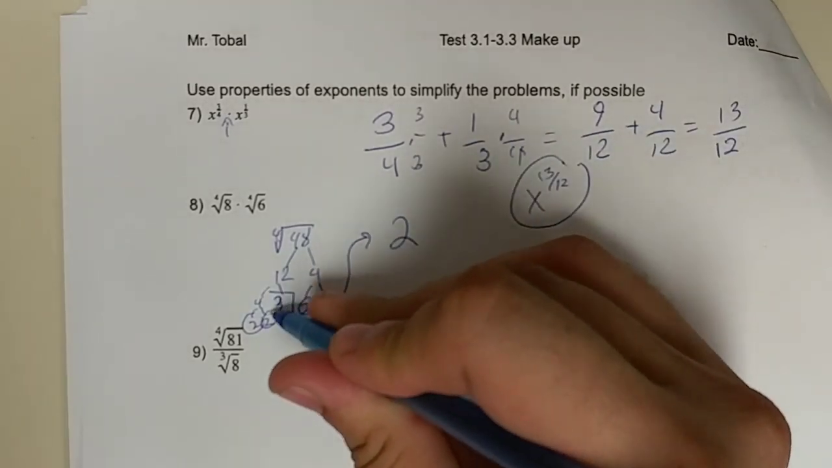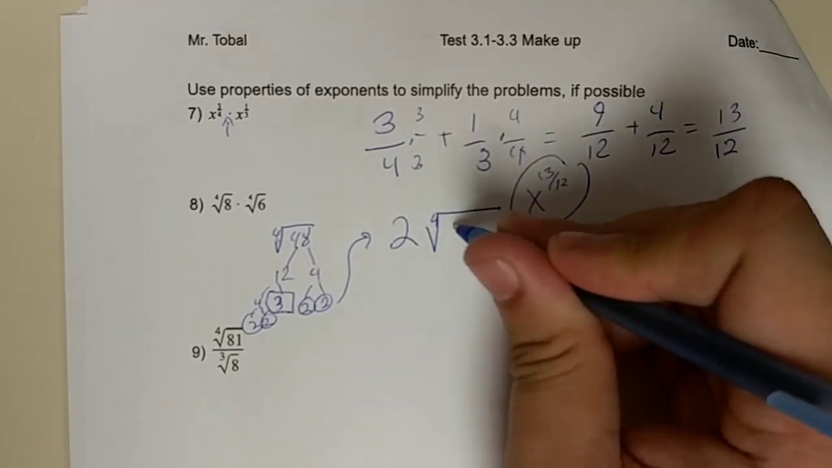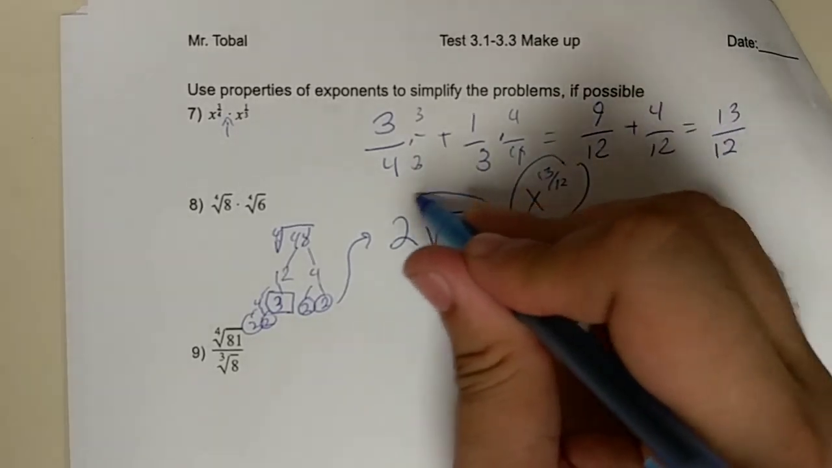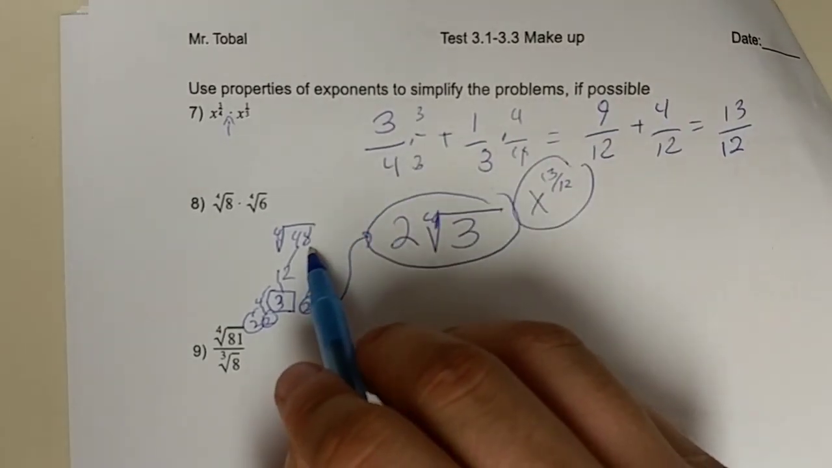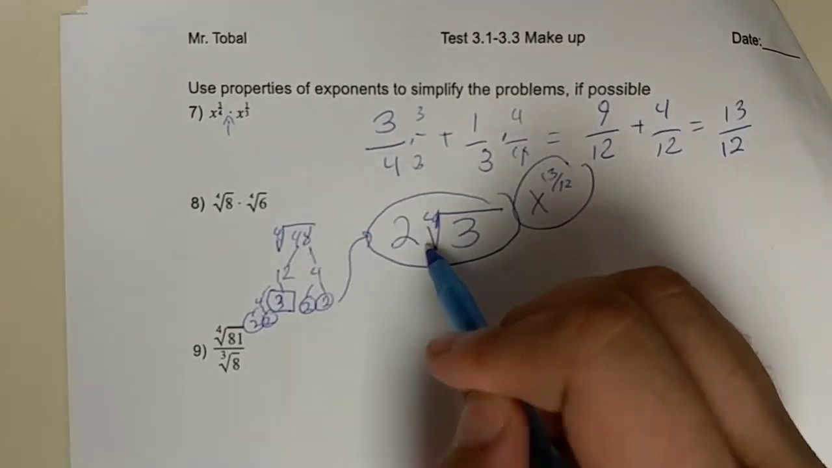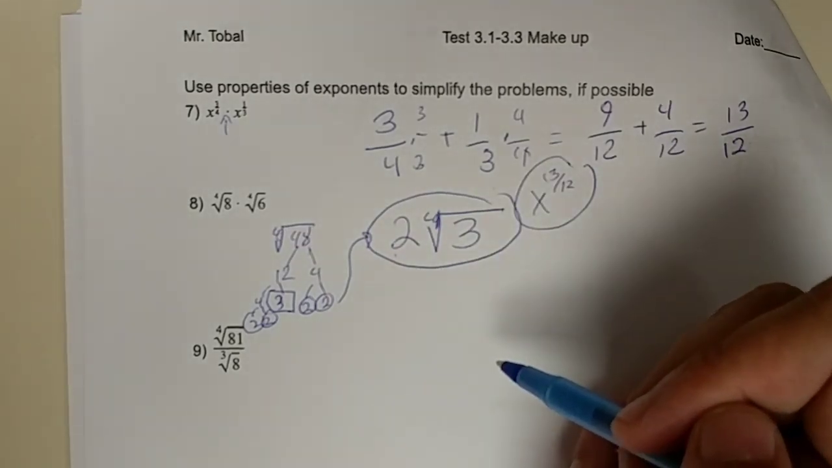Now 3, on the other hand, did not have a 4 of a kind, so it has to stay on the inside, and it's going to be 3. So your answer in a multiple choice question is going to look like this. Technically this is true, but the answer in a multiple choice question will be 2, 4th root of 3.